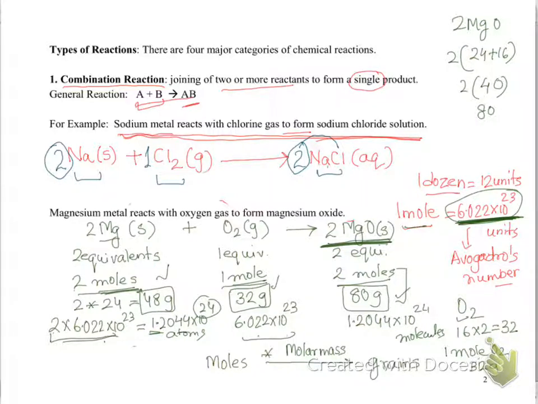This is called molar mass, calculating it like this. If you are given grams and you want to go to moles, you will do the opposite. You will divide by the molar mass.